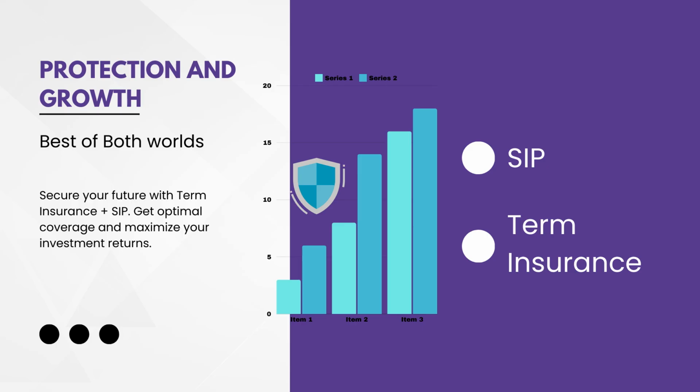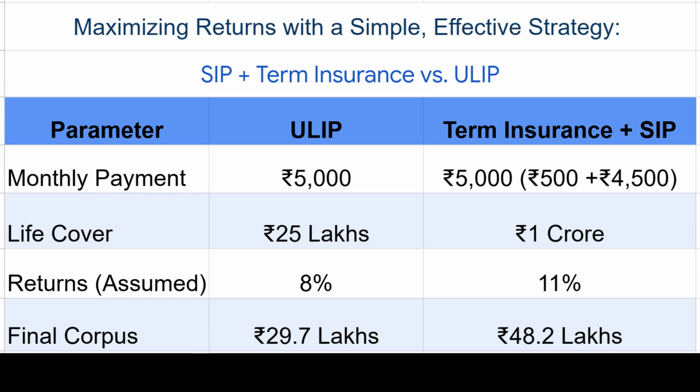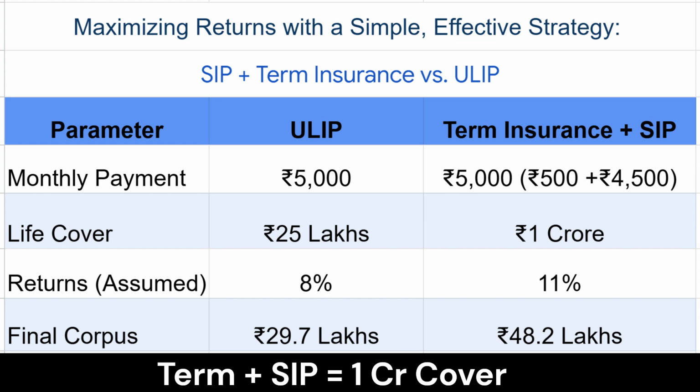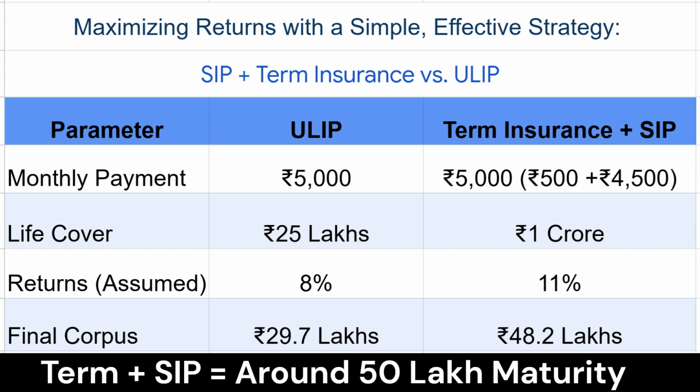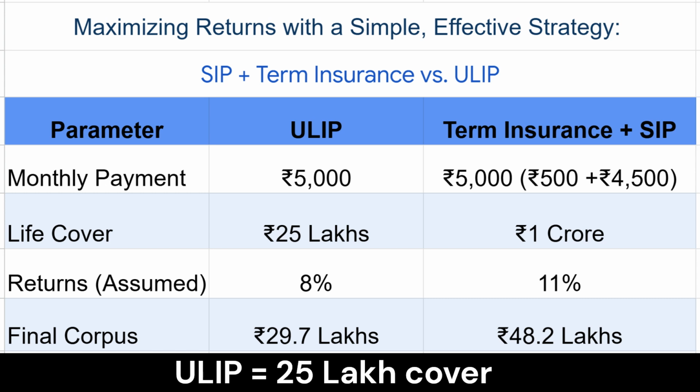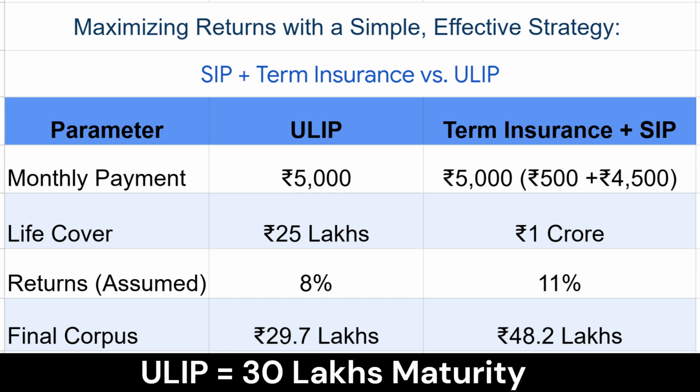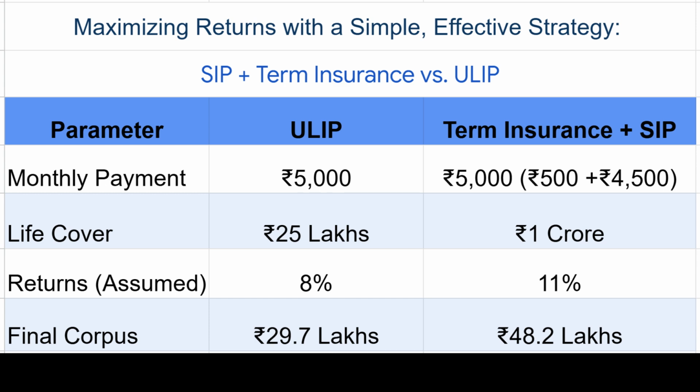What's the best solution? Let's compare ULIPs with a combination of term insurance and SIP. Let's break down the numbers. By investing in a SIP alongside a separate term insurance plan, you get the best of both worlds, higher insurance coverage and better returns on your investment. For example, with a 5,000 rupee monthly payment, you could secure 1 crore rupees of life cover through a term plan, while investing the rest in a SIP could yield higher returns. In comparison, a ULIP offering a 25 lakh rupees cover may have a lower final corpus due to the multiple charges embedded in its structure.